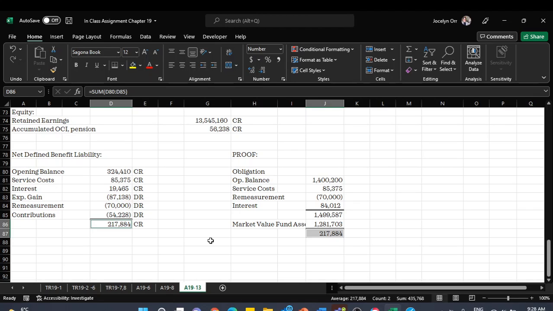So pensions are one of those things that there's a lot of components that we need to take into account, and so it can be kind of overwhelming. So please make sure that you're doing the homework. I'm going to post the solutions for both the in-class assignment as well as for the homework, so that you're able to check your work.